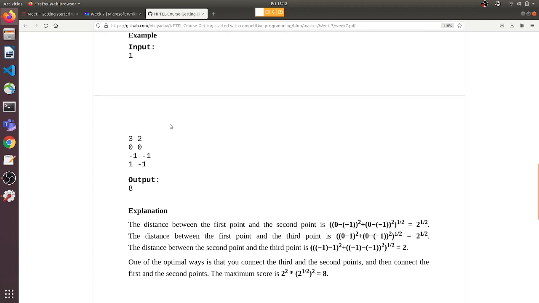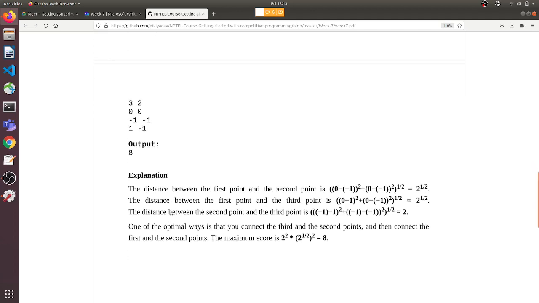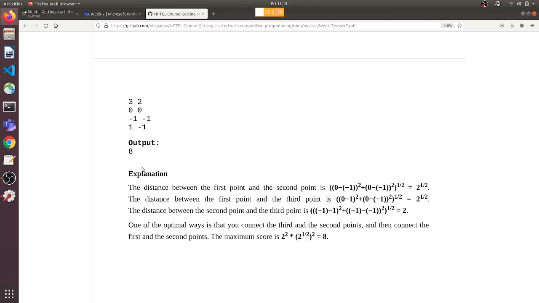As an example, if we have 3 points, 3 comma 2, then 0 comma 0, minus 1 comma minus 1, 1 comma minus 1 in a two-dimensional space, so 3 is the number of points, 2 denotes the dimension of the space, and 0 comma 0, minus 1 comma minus 1, 1 comma minus 1 are the 3 points. Then the output is 8.